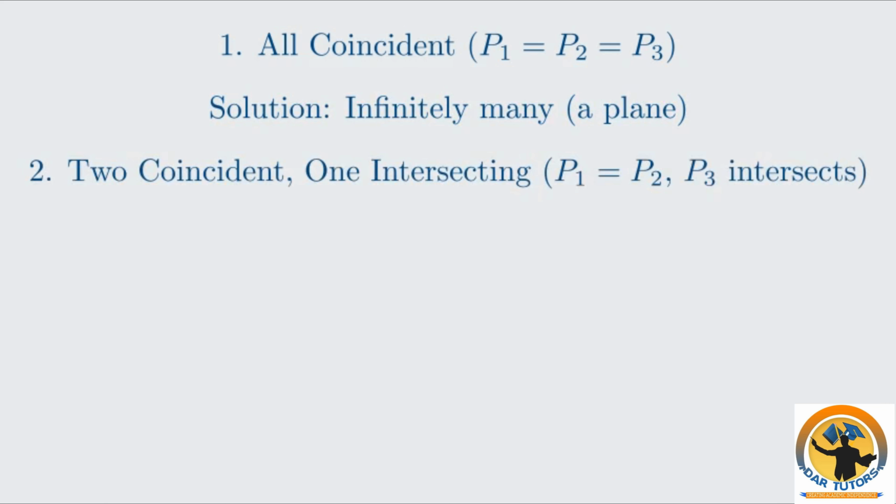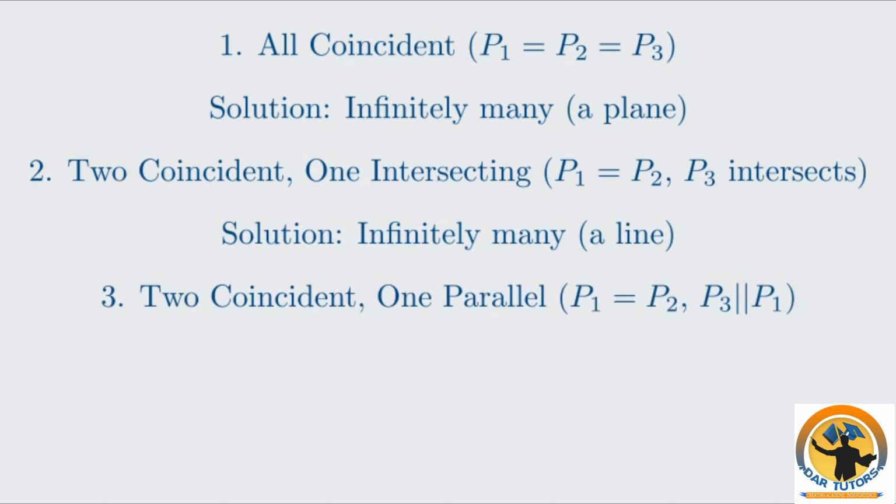Second, two planes can be coincident, and the third plane intersects them. The solution is the line of intersection, which means infinitely many solutions. Third, two planes can be coincident, and the third plane is parallel to them. In this case, there is no intersection, and therefore no solution.